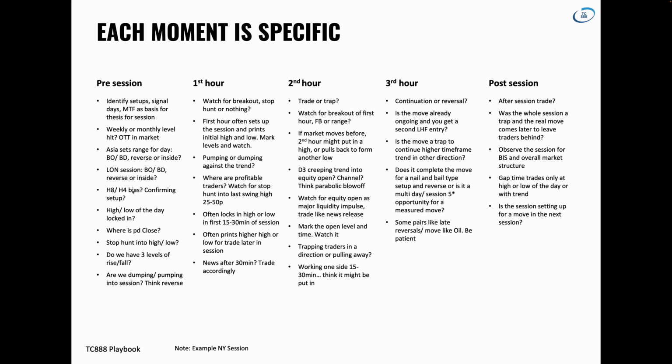Then 8H, H4 bias, it's kind of the same thing, but this is already done automatically by my approach and by TrendPredator. Does this confirm the setup? Then you check, is the high or low of the day already locked in? So do you have a peak formation high in London or in Asia already and pulling away from it with an 8 hour fake out high, for example? This is very important. Then you're already looking for continuations potentially.